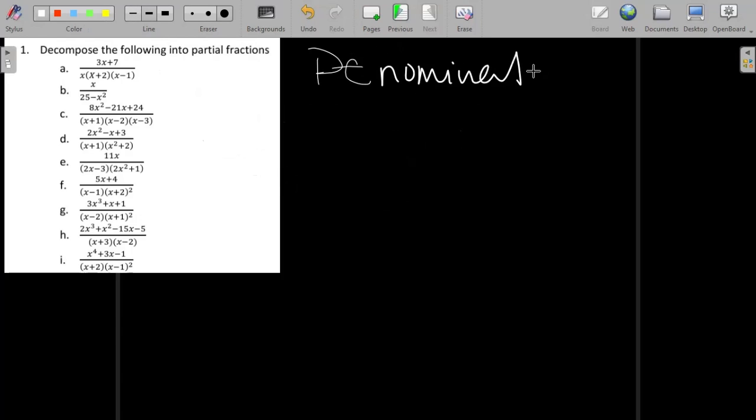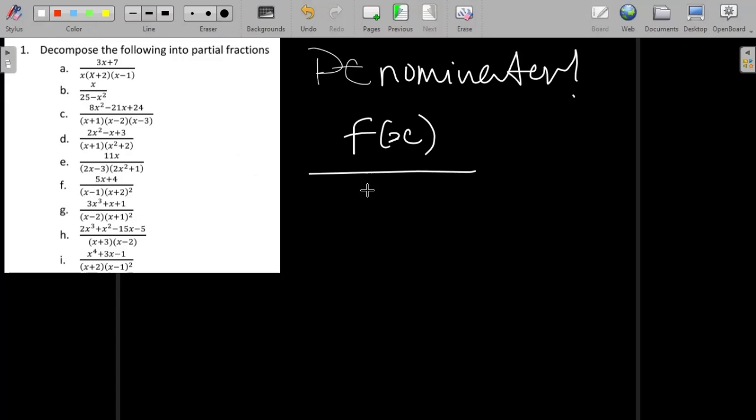Denominator, okay? The focus should shift to the denominator. So we have about 4 types of denominators. Each denominator has a unique way in which we are supposed to handle it.